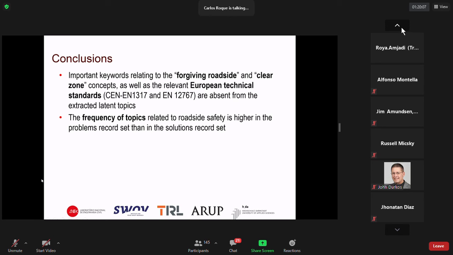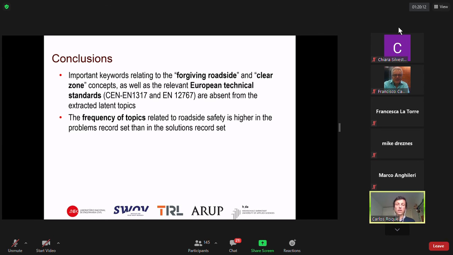It is also worthwhile to point out that the frequency of topics related to roadside safety is higher in the problems record set than in the solutions record set. And meaning that problems are more easily identified and related to the roadside area than interventions may be. This also seems reasonable, as sometimes roadside safety issues may be mitigated by interventions in the roadway itself. For example, improving road surface characteristics and correcting geometric deficiencies.